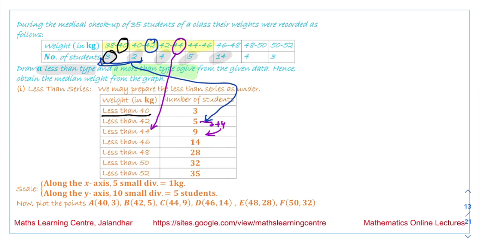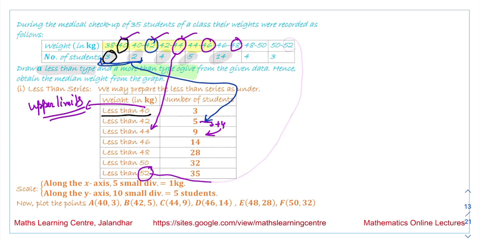So what we see from this is, when we write the less than series, the terms we use are 40, 42, 44, 46, 48. These are the upper limits of the classes. So the last value we will obtain is equal to 52.